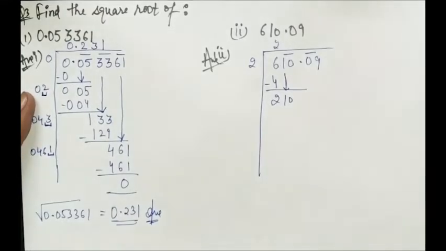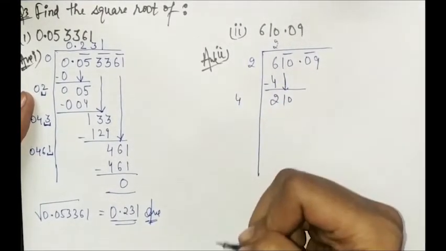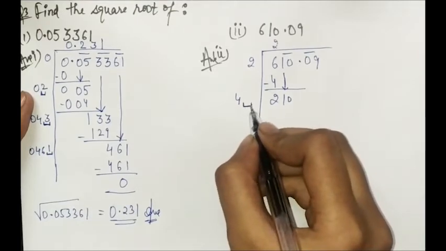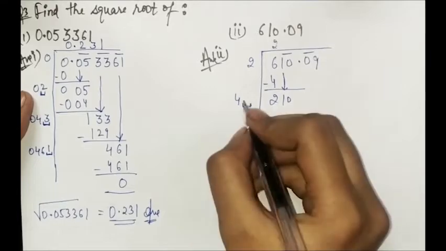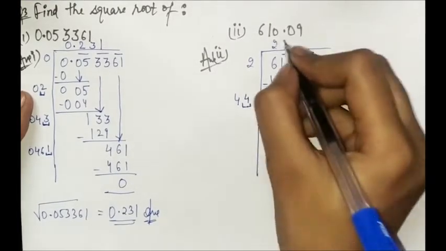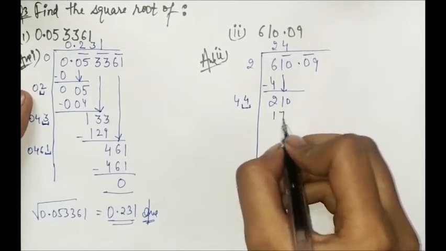So now we want the double of 2, that is 4, and one number more, so that this will be completely divisible or smaller than this number. So that will be 44. So 44, we will be writing 4 here also, and the answer will be 176.